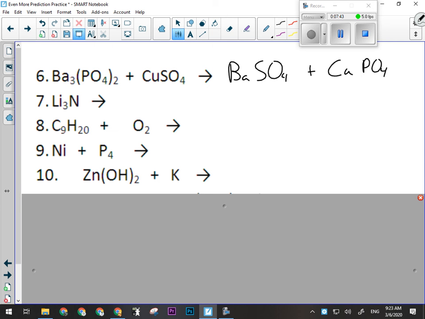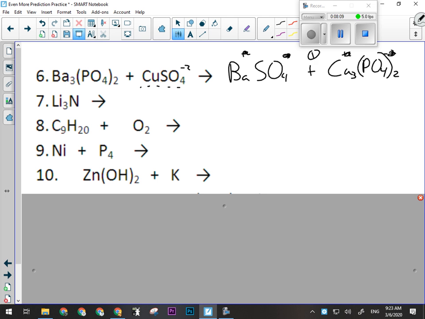Since they're both ionic compounds, they both need to be dropped and swapped. Barium's a +2, and sulfate is a -2, so that compound is fine the way it's written. Copper can be a 1 or a 2, but I can tell from this side that it must be a +2. So I'm going to go back over here. This is a +2, this is a -3, so I'm going to drop and swap.